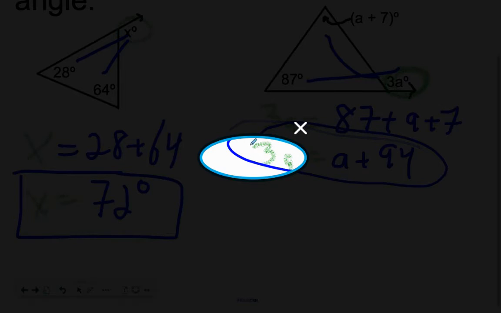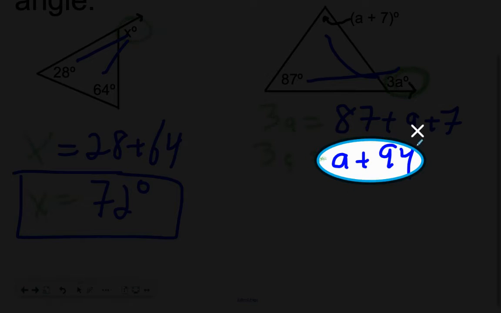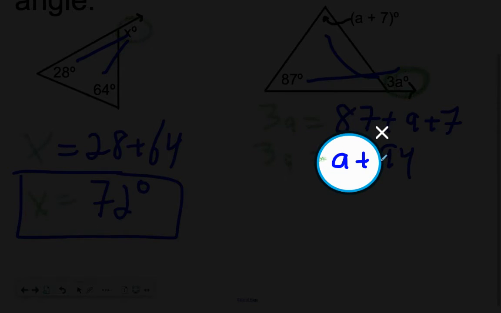So on this side, are there any constants? Any just plain numbers? No. Are there any constants on this side? Yes. So since there's constants on this side, I'm going to leave them. I'm going to leave that 94, and I'm going to focus on getting rid of that adding A, or adding that 1A.